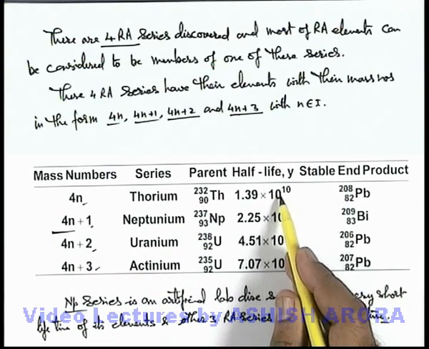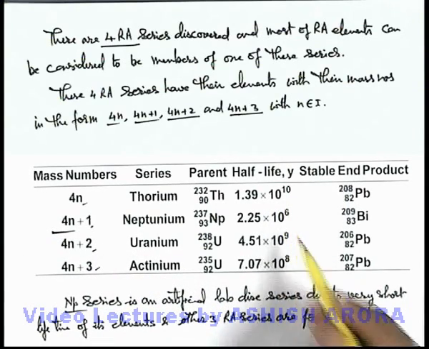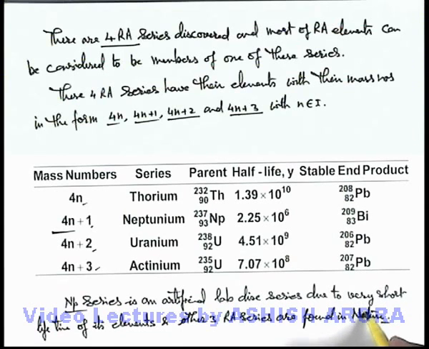You can see the half-life, compared to the other series, is very small. So elements of the neptunium series are generally not found in a stable form in nature. That's why it is laboratory discovered. The elements of all the rest of the series are available in nature, and these series are naturally discovered.